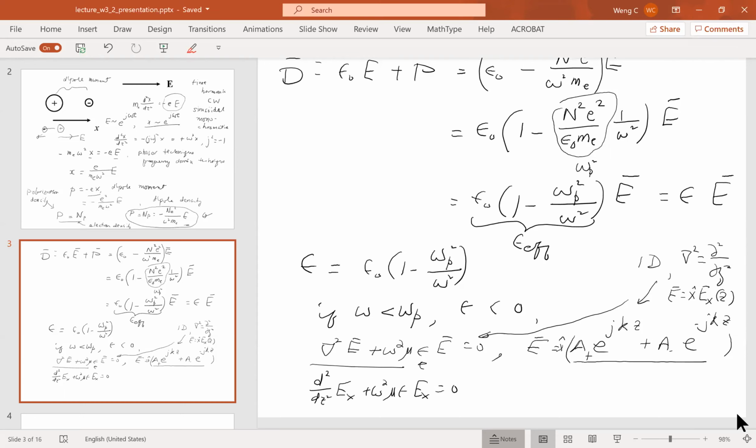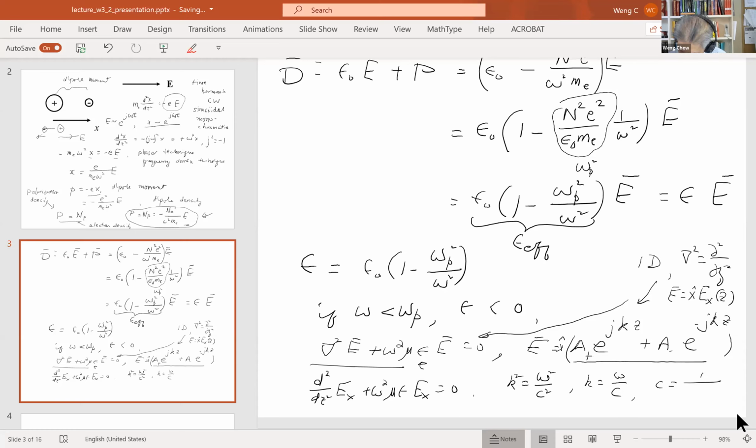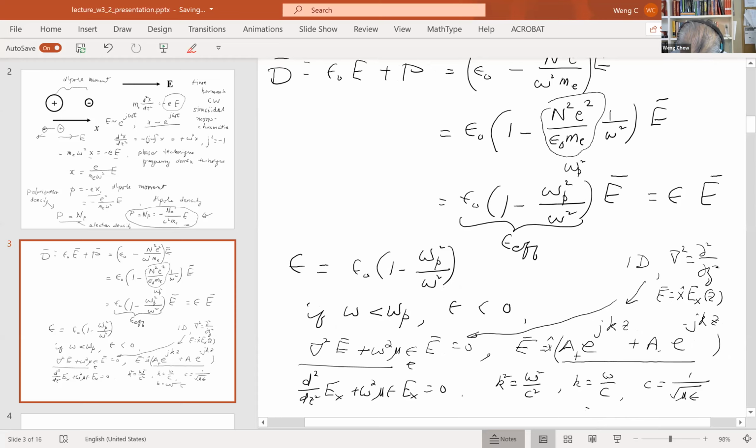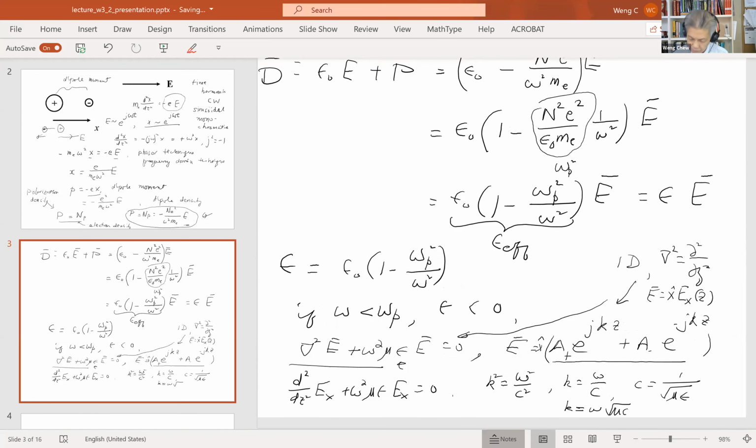It's omega over C naught. Omega over C naught squared. Essentially K squared is equal to that, and K is omega over C, where C is 1 over square root of mu epsilon. Another way of saying it is K is omega square root of mu epsilon. K that we have now is omega square root of mu epsilon. So K is equal to omega square root of mu epsilon.